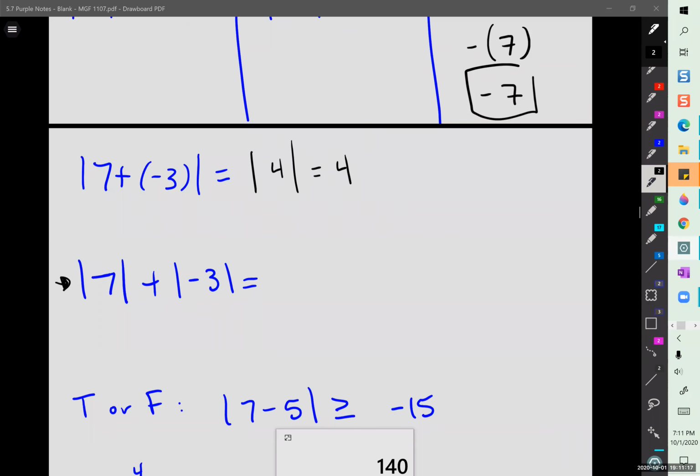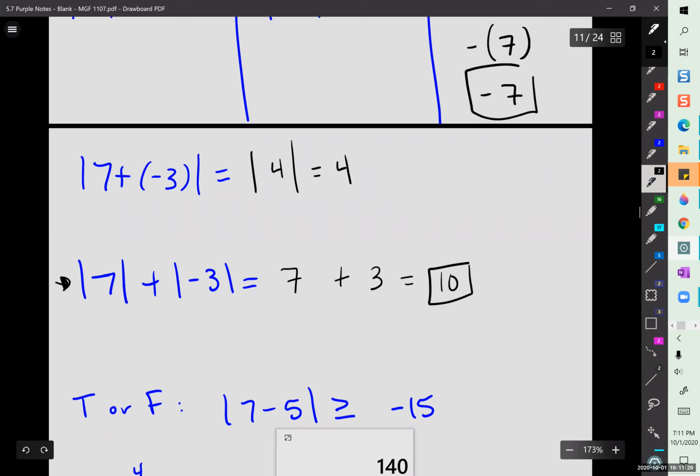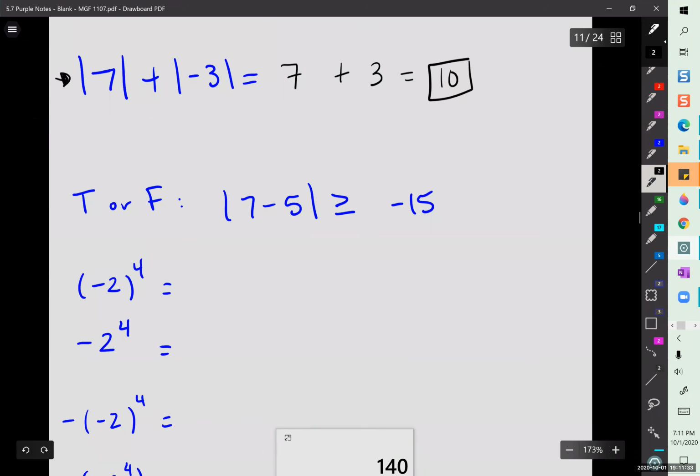Now the first one is absolute value of 7, which is just 7, plus absolute value of -3 is 3. So since it made both of them positive before we added it, we would get the overall value of 10. Identify if this is true or false. Remember, when it looks complicated, simplify each side first before you evaluate whether it's true or false.